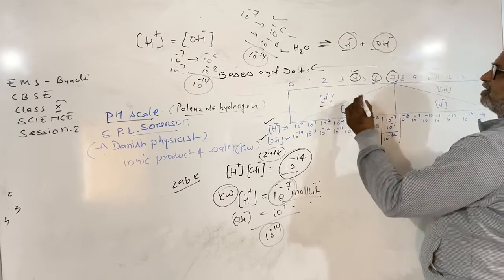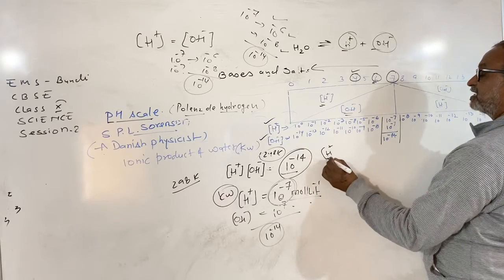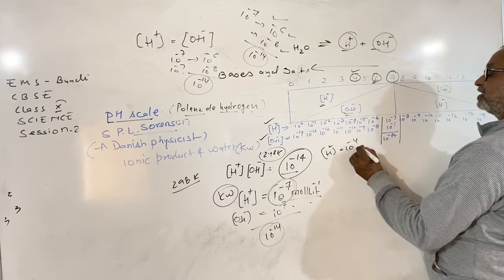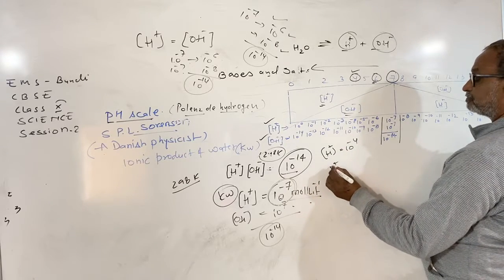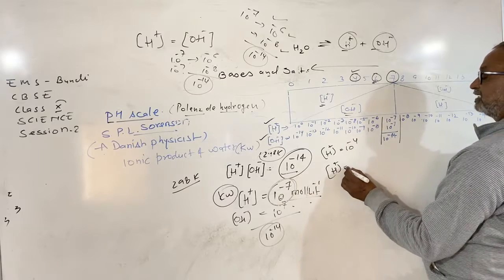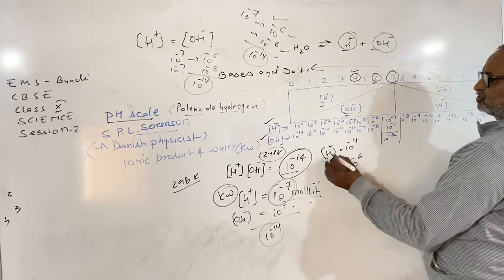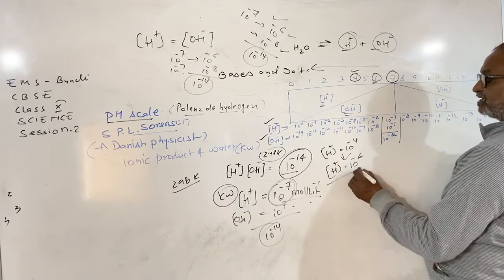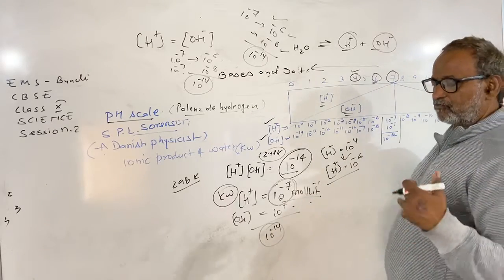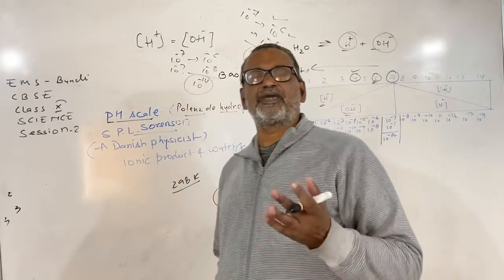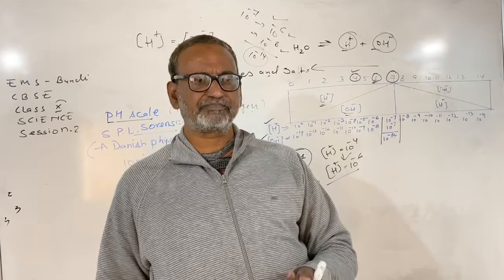You can compare. A solution which has pH 4 has concentration of hydrogen ion equal to 10 to the power minus 4 mole per liter, whereas a solution whose pH is 6 has hydrogen ion concentration of 10 to the power minus 6. Since 10 to the power minus 4 is greater than 10 to the power minus 6, a solution with pH 4 has more hydrogen ion as compared to a solution with pH 6.